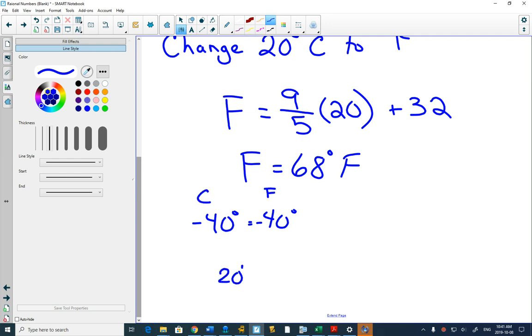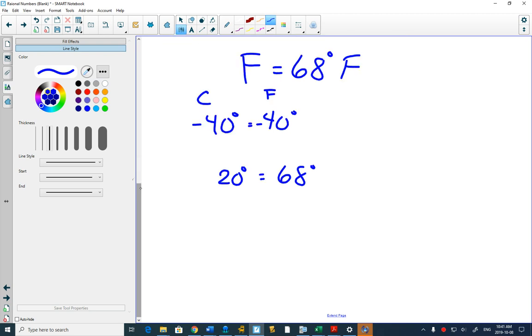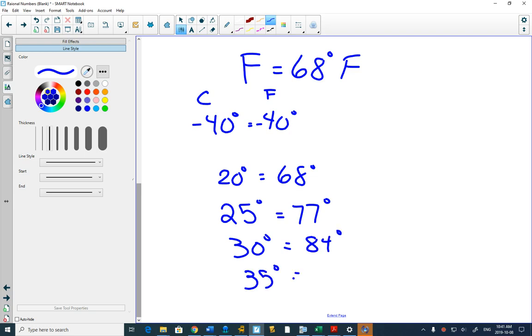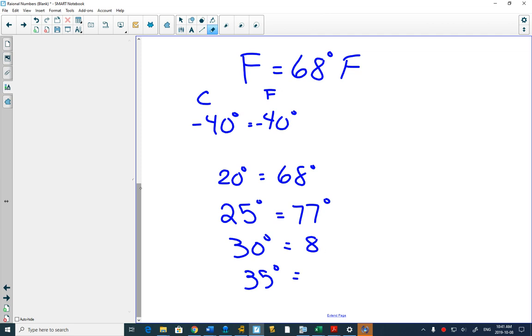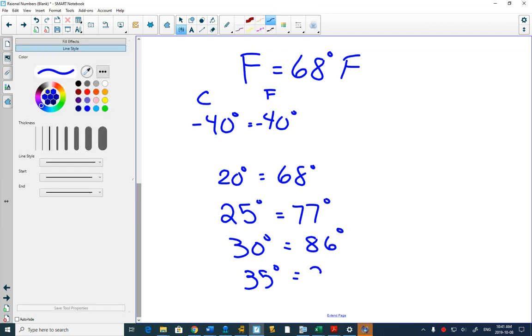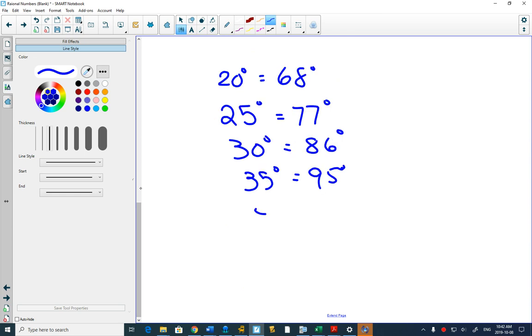If this is Celsius, this is Fahrenheit. We just wrote in 20 degrees is equal to 68 degrees. And if you know one of them, every time you go up by 5 on one, you go up by 9 on the other. So 25 degrees Celsius is 77 Fahrenheit. And 30 degrees then is 86, adding 9. 35 is 95 degrees, and 40 degrees is 104.